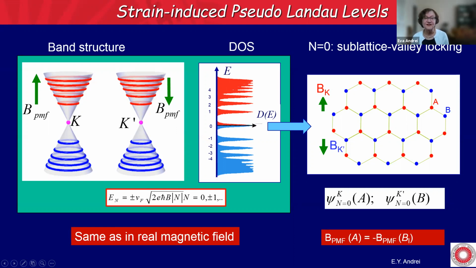Now, there's something very special happening in the n equals 0 pseudo-Landau level here. And this is actually also true with an actual magnetic field: for the n equals 0 level, the wave function in the K valley sits uniquely on the A sublattice, and the wave function in the K prime valley sits on the other sublattice.